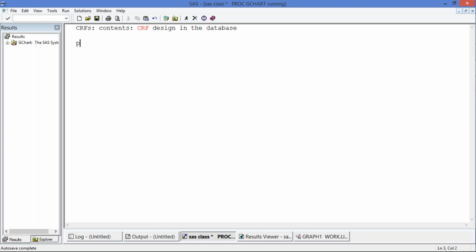It is available in paper and electronic. Paper CRF, electronic CRF, eCRF. So let's see. You start designing the CRF. How can we know what to collect on the CRF? Let's say you are just creating one CRF. How can we know what to collect in the CRF?